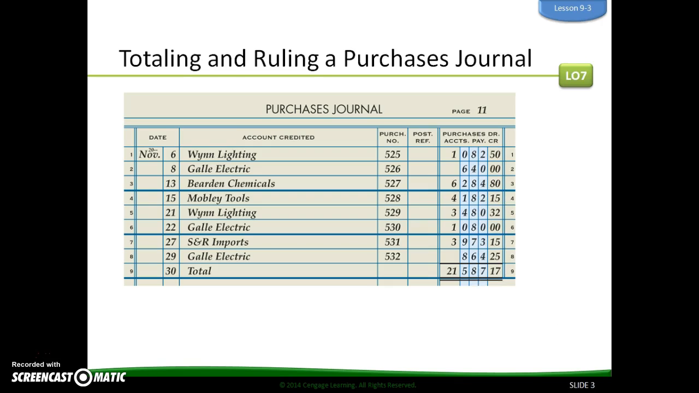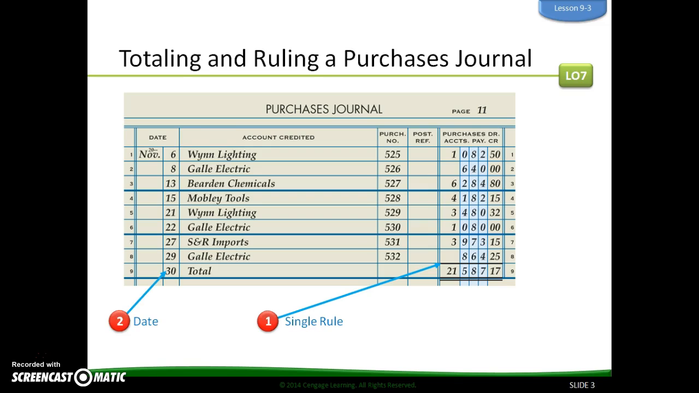So, totaling and then ruling up a purchases journal. You can see all of the transactions for the month of November that are in our purchases journal. And notice that we have that single rule. Just a reminder, whenever we have that single rule, a single line under the columns, we know that any numbers above that line are to be added up. So anything above the line, we're going to add up the total of all those numbers.